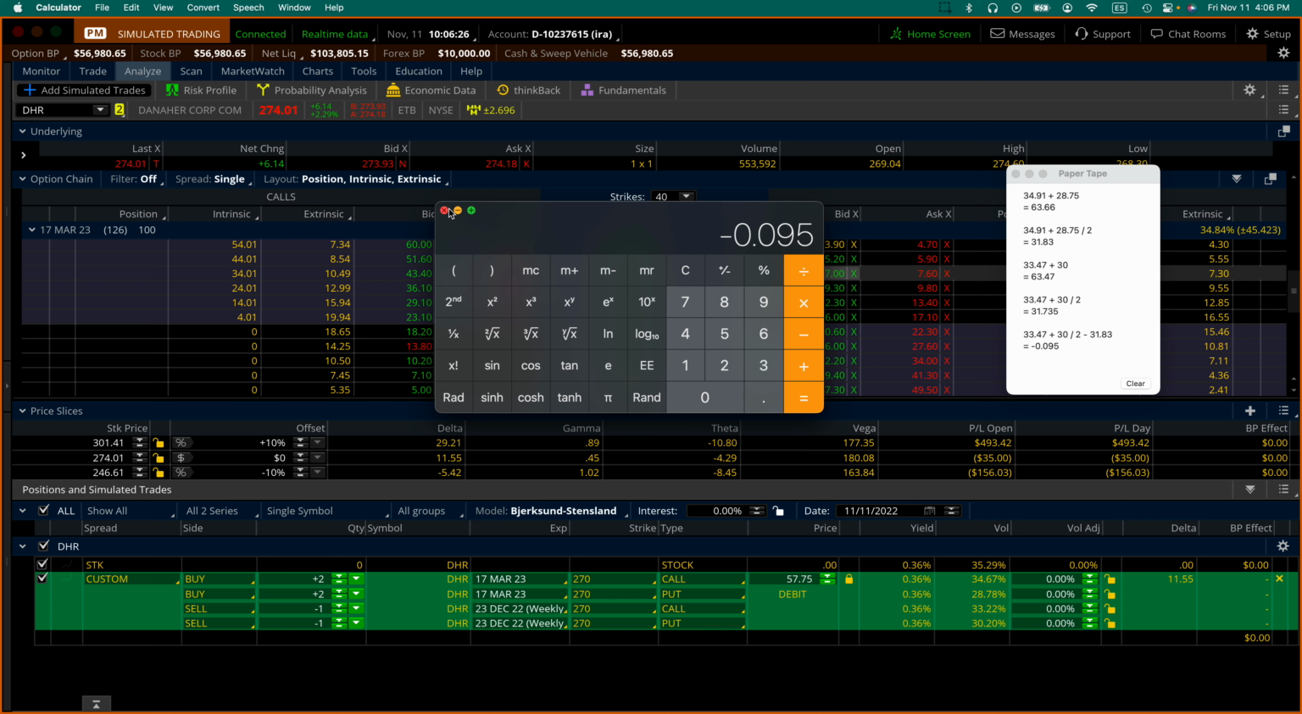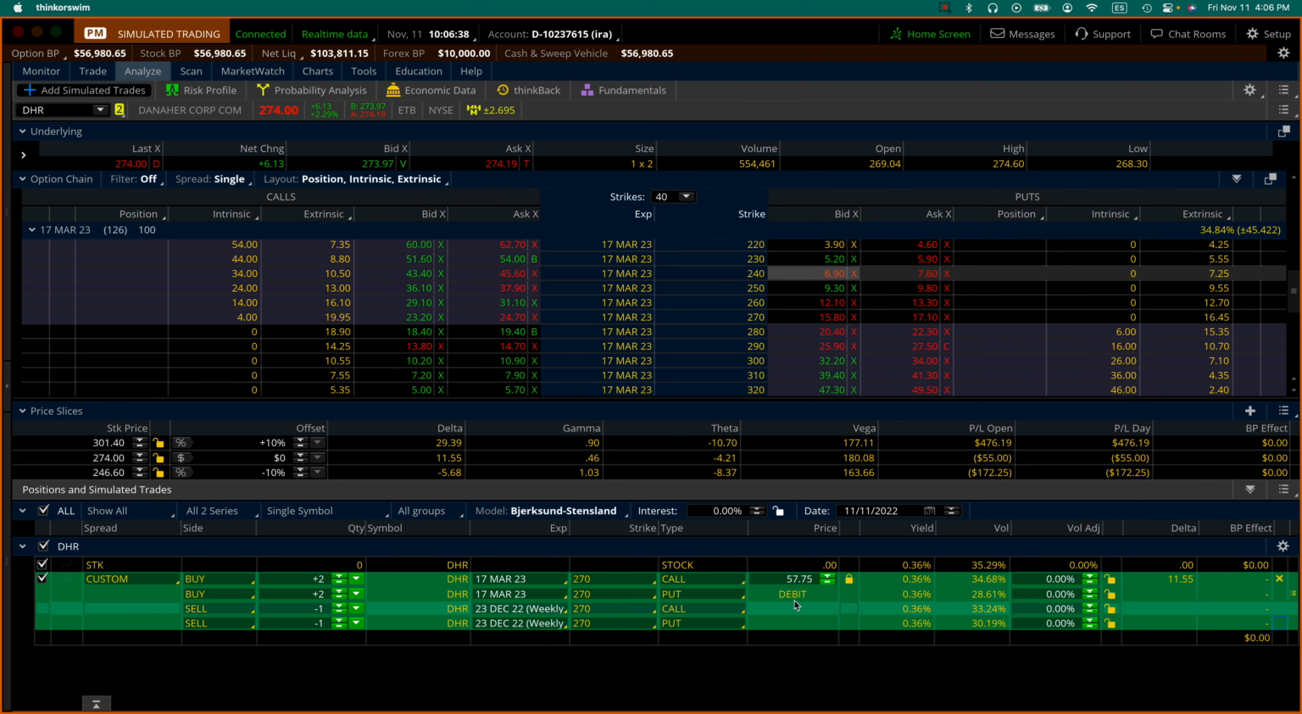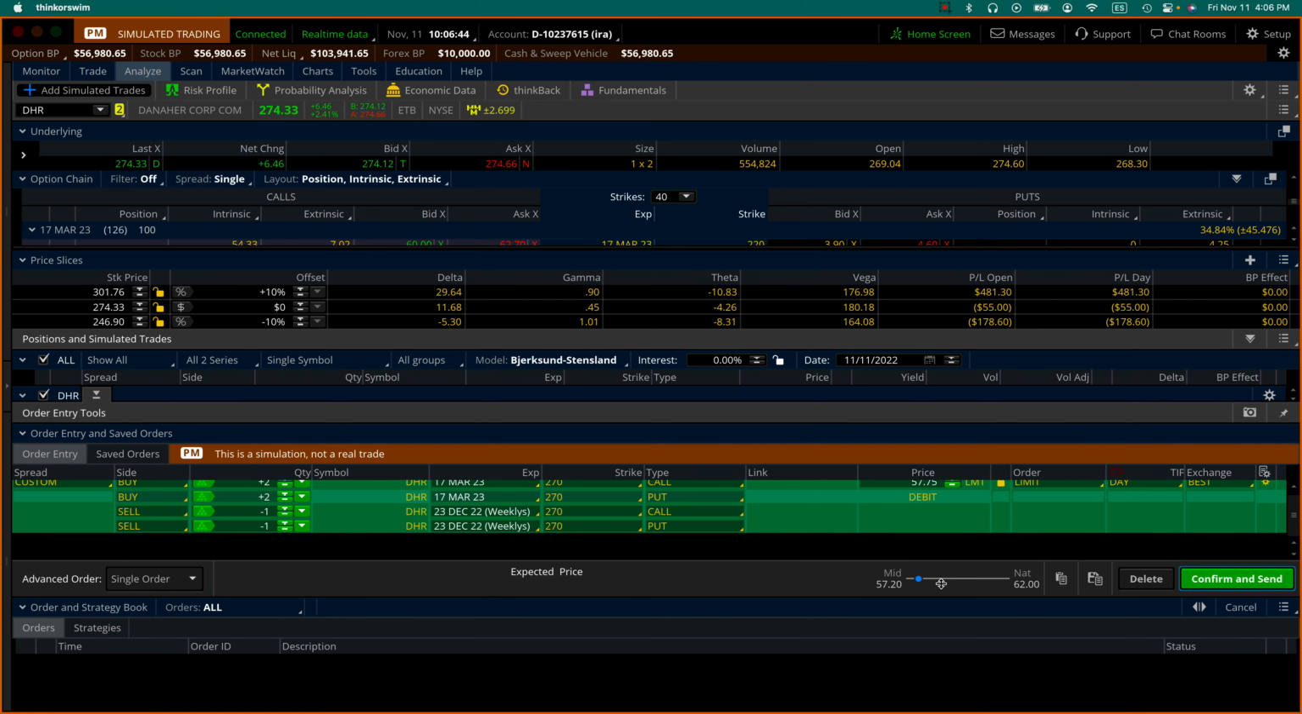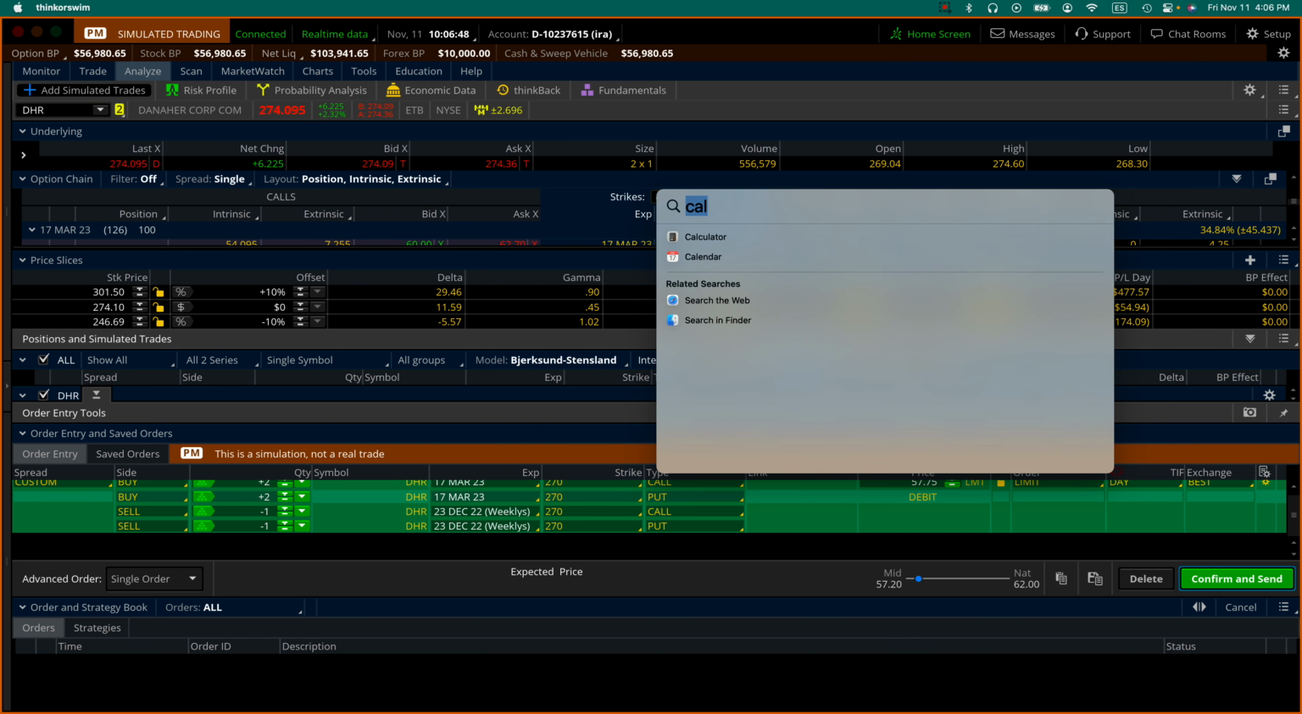The skew is all right. Earnings great, skew okay, the IV percentile not so good. What about the liquidity? How do you calculate liquidity? Create the duplicate trade and look here between the mid and the natural. And again, calculator.